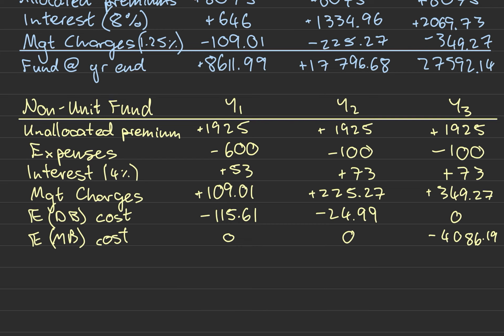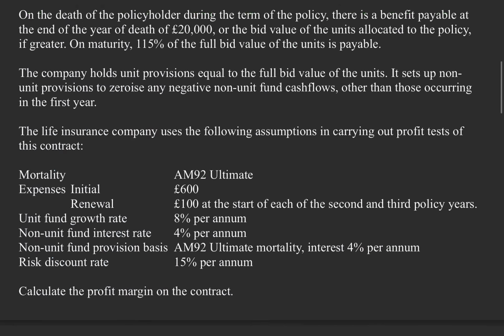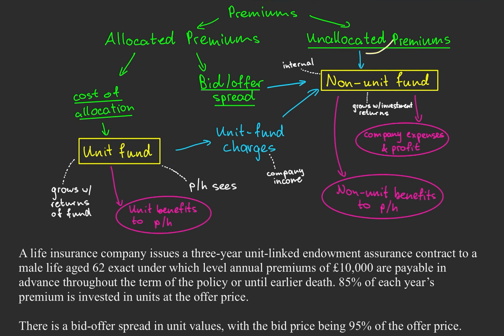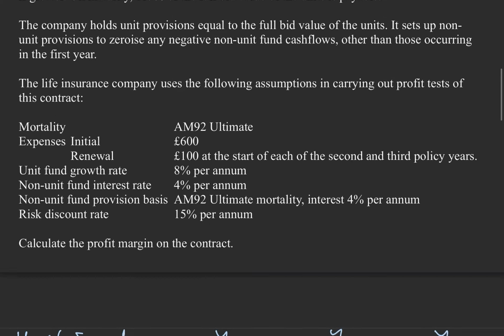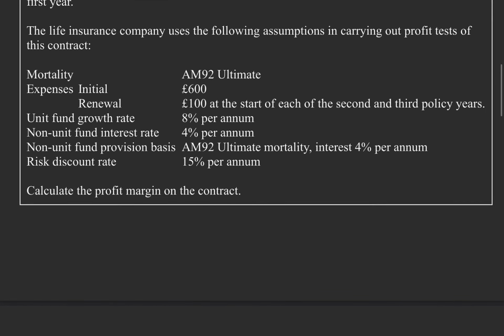Now, we need this profit. Here, those are all the cash flows. Let's be satisfied that those are actually all the cash flows. There are allocated premiums taken care of, bid offer spread, management charges, I've grown everything, the interest, the expenses, the renewal and all that, I've taken care of all of that. My non-unit benefits, the difference between what I should pay from my unit fund and what my unit fund is going to pay, I've taken care of that. Everything's taken care of. You can skim through this body of text again and you'll see that I've taken care of everything.